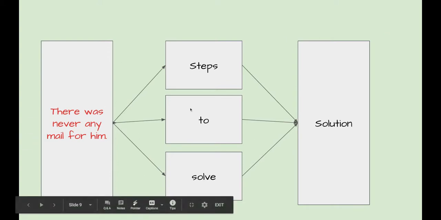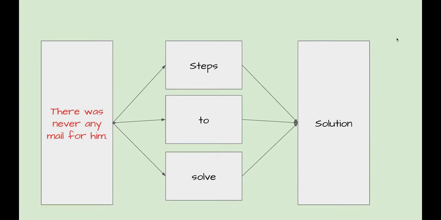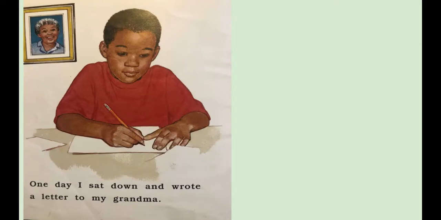And already we have our problem. There was never any mail for him. Now we're going to read to find the steps to solve that problem. What does he do to solve his problem?